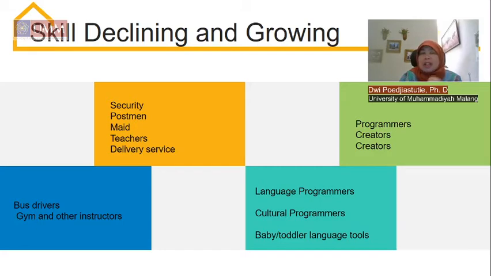All right, now this is the skill declining in the 21st century, but at the same time there are also some skills growing in the 21st century. For example, programmers and creators. Programmers can be language programmers, cultural programmers, or baby or toddler language tool programmers, and also creators. Programmer and creator are two words that I will use overlappingly, because they have almost the same meaning. All right. So the 21st century means that students are directed to be able to do programming skills and creative skills. What are they?